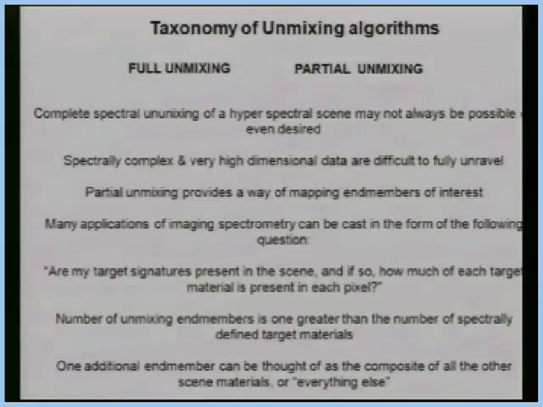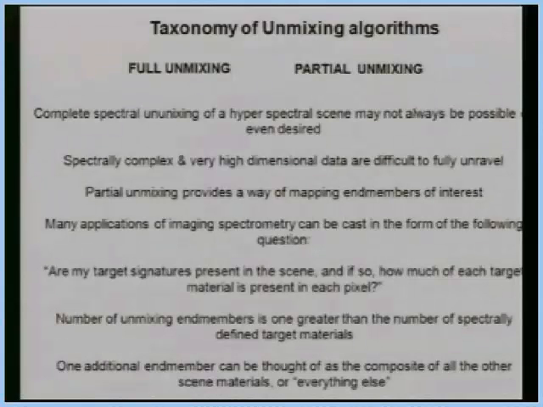Many applications of imaging spectrometry ask: are my target signatures present in the scene? If so, how much of each target material is present in each pixel? The number of unmixing members is one greater than the number of spectrally defined target materials. And one additional endmember can be thought of as the composite of all other scene materials, or everything else.